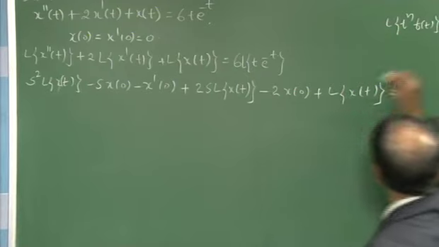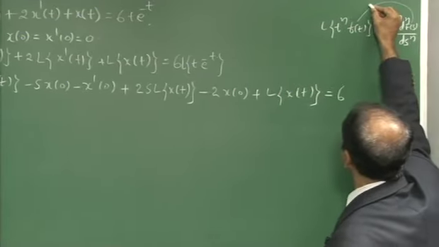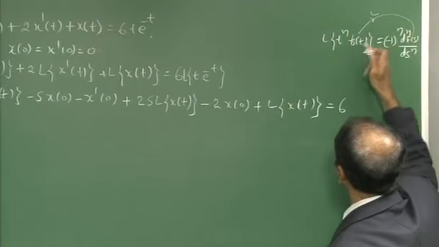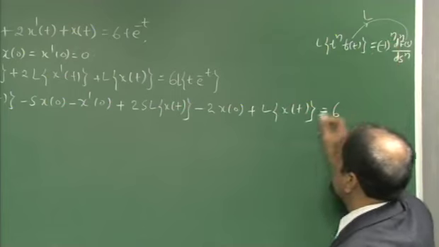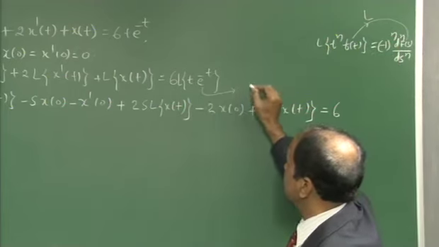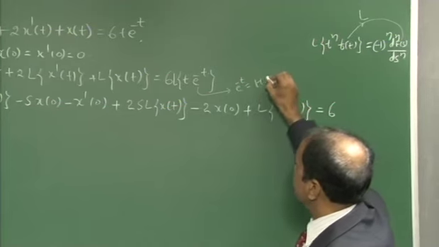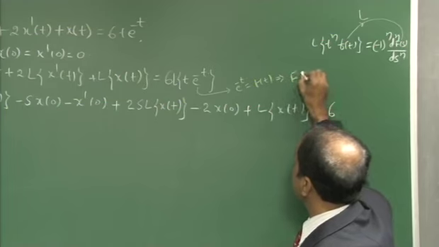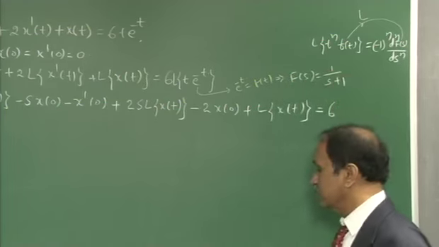Okay, what is this F(s)? This F(s) is obtained by applying L to this f(t). So here f of t is e to the power minus t, that is your f of t, then its F(s) is equal to 1 by s plus 1.